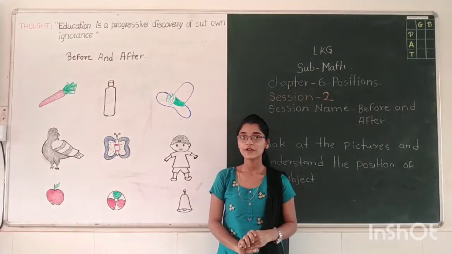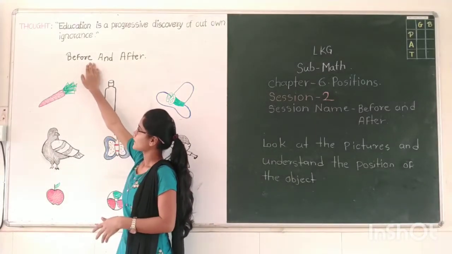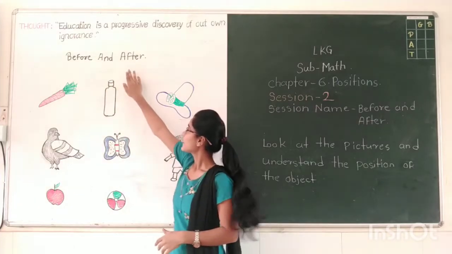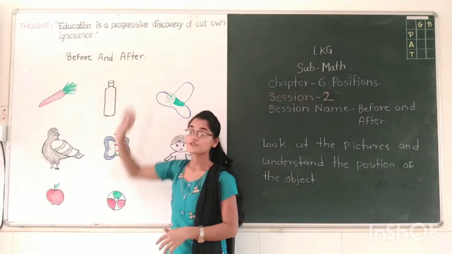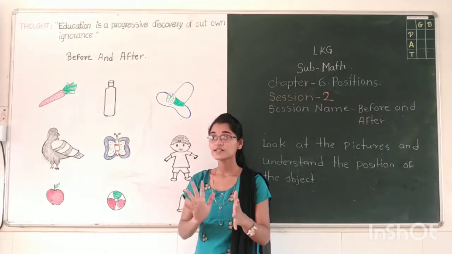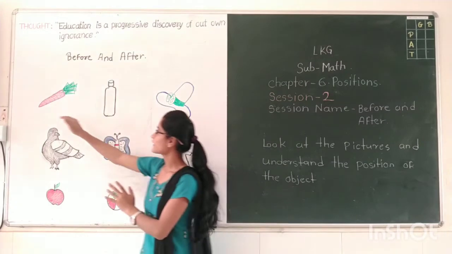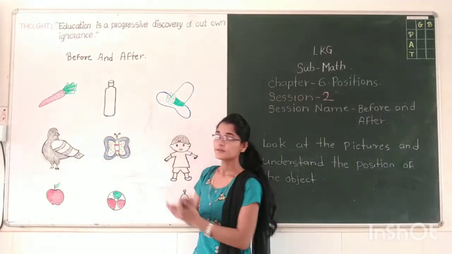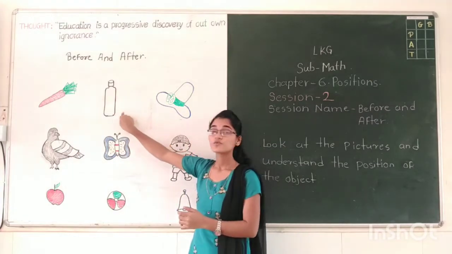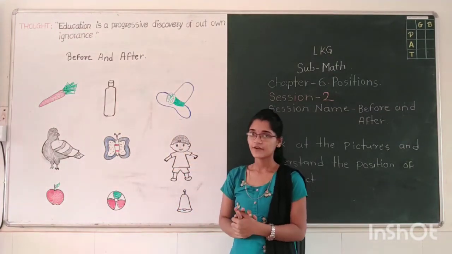Now students, look at this board. B-E-F-O-R-E, before, and A-N-D, and A-F-T-E-R, after. Before and after. Okay. Now as you can see, I have drawn some objects here, right? Look at first three objects. One is carrot, one is water bottle, and one is cap, right?